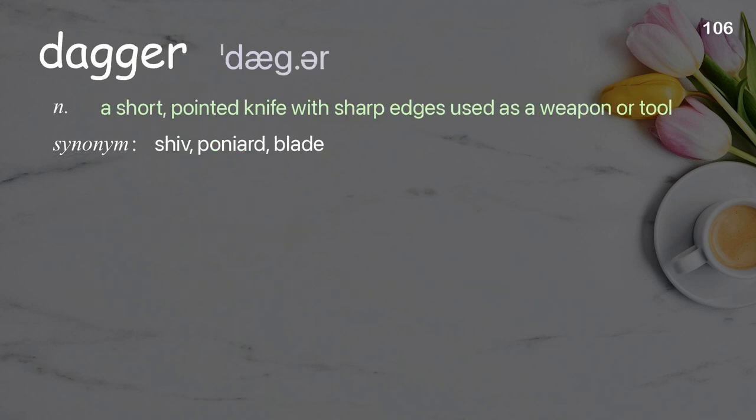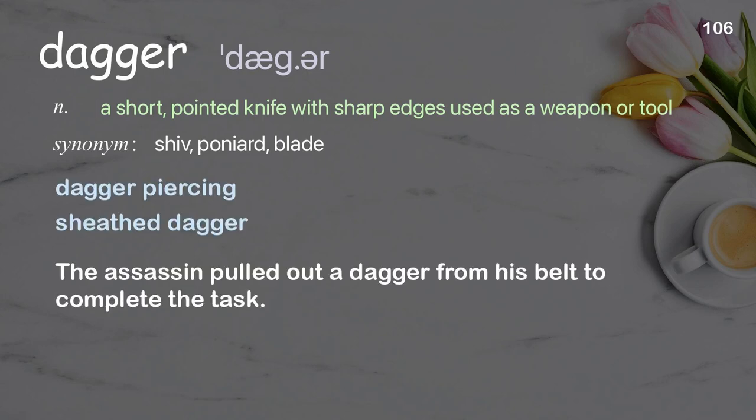Dagger. A short, pointed knife with sharp edges used as a weapon or tool. Examples: dagger piercing, sheath dagger. The assassin pulled out a dagger from his belt to complete the task.